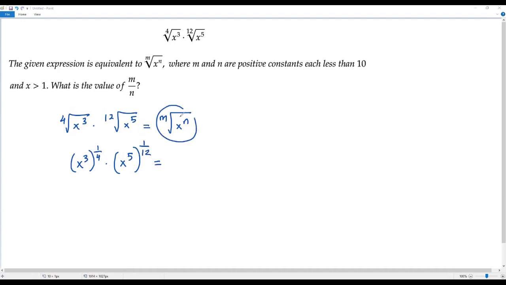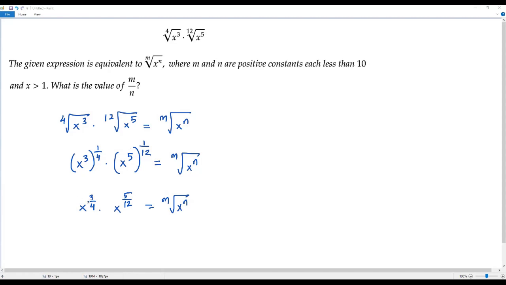On the right side, we can write this stuff as it is, that is mth root of x to the power of n. Okay, here a power is raised to another power. Whenever a power is raised to another power, we can multiply the two exponents. When I multiply 3 and 1/4, 3 times 1 is 3, so we get 3 over 4. The same thing: a power is raised to another power, so we multiply the two exponents 5 and 1 over 12. Then I'm getting 5 over 12 as the exponent for this x, equals mth root of x to the power of n.